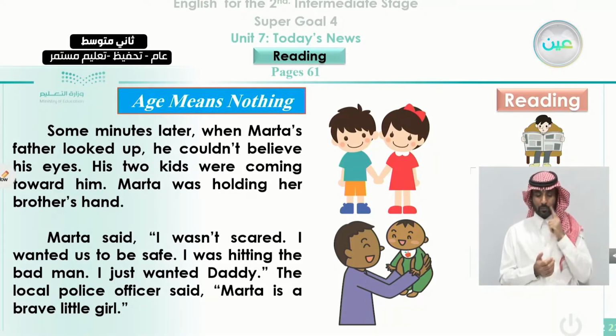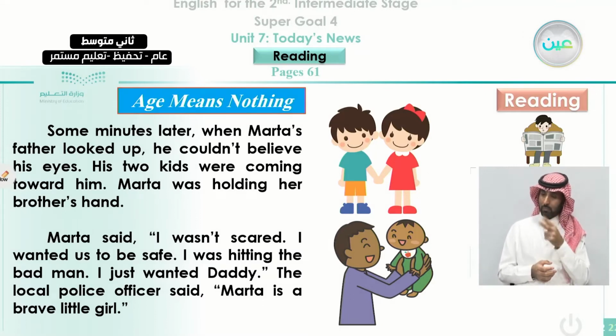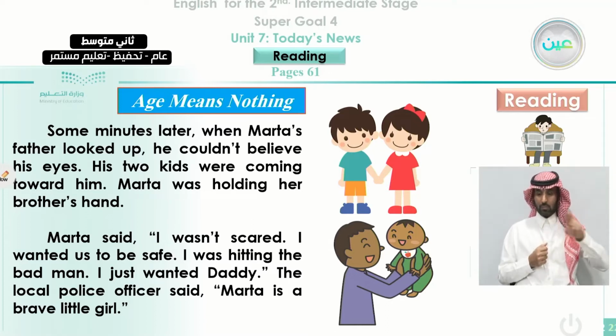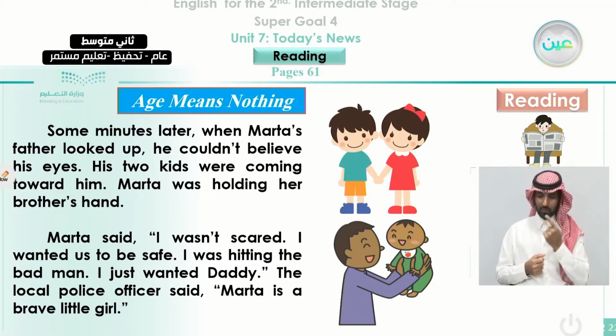Some minutes later, when Marta's father looked up, he couldn't believe his eyes. His two kids were coming toward him. Marta was holding her brother's hand. Marta said, "I wasn't scared. I wanted us to be safe. I was hitting the bad man. I just wanted Daddy." The local police officer said, "Marta is a brave little girl."